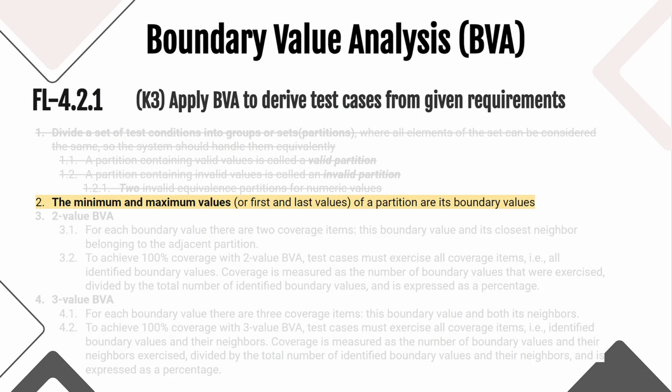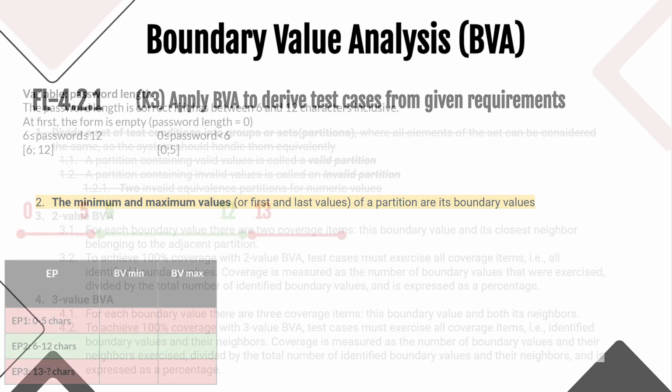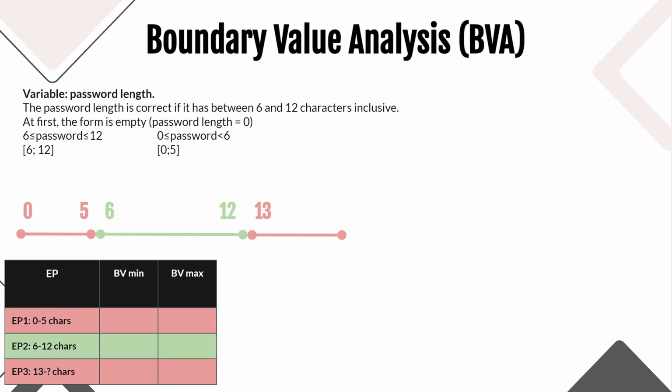Now it's time to define the boundary values. Each equivalence partition has 2 boundary values, a minimum and a maximum. And we can only identify 5 according to the question description. 0 and 5 for the first partition, 6 and 12 for the second partition. But only the minimum value for the third partition, 13. The maximum value is not specified in the question description. Let's move on to the next step, defining neighbors, boundary values.